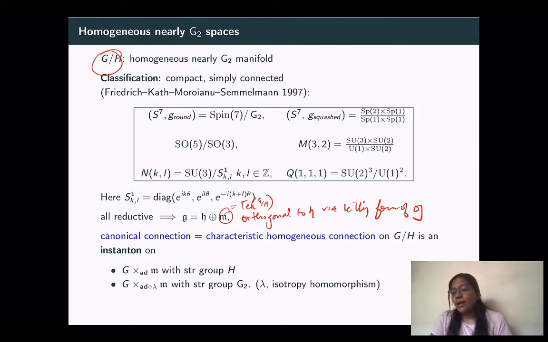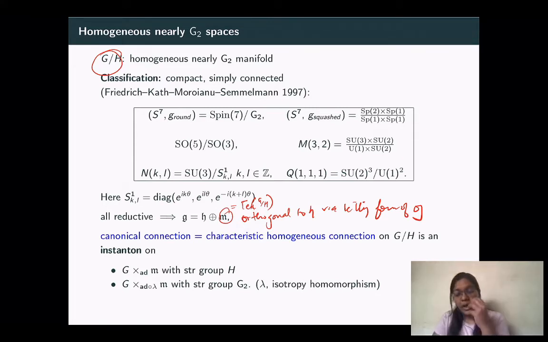Now, as I already told you, the characteristic homogeneous connection on these reductive homogeneous spaces for nearly G2 is the same as the canonical connection, and since we have the uniqueness properties of the canonical connection, it's not very difficult to see. We can see that the characteristic homogeneous connection always has totally skew-symmetric torsion, and in this case it also has holonomy inside G2. So that's why it has to be the canonical connection, and it's an instanton.